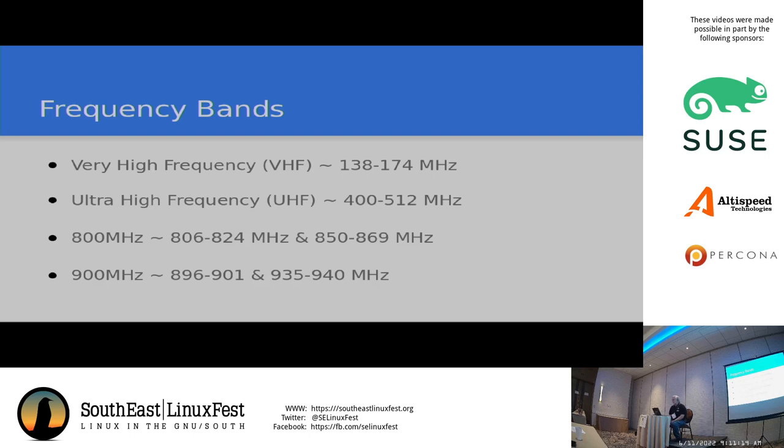Another concept, I was talking about the frequency bands, what frequencies these devices can pick up. VHF is like 138 to 174, 175 megahertz, so millions of cycles per second. Then ultra high frequency ranges. And then for industrial and other communication uses, you get up into 800 and 900 megahertz, and then beyond, getting up into the gigahertz with Wi-Fi and other medical devices.